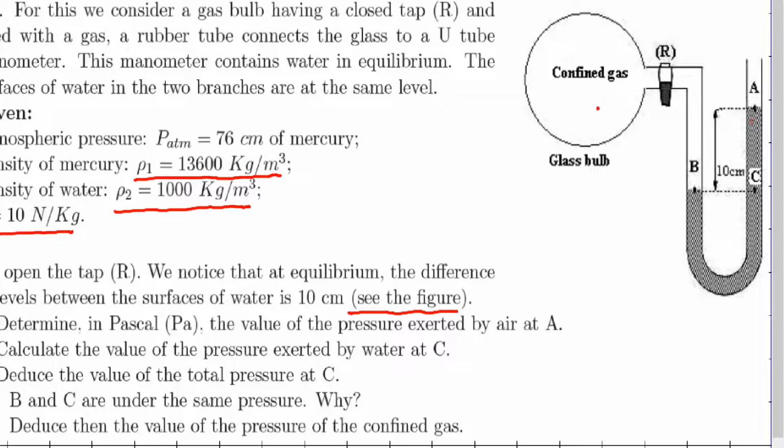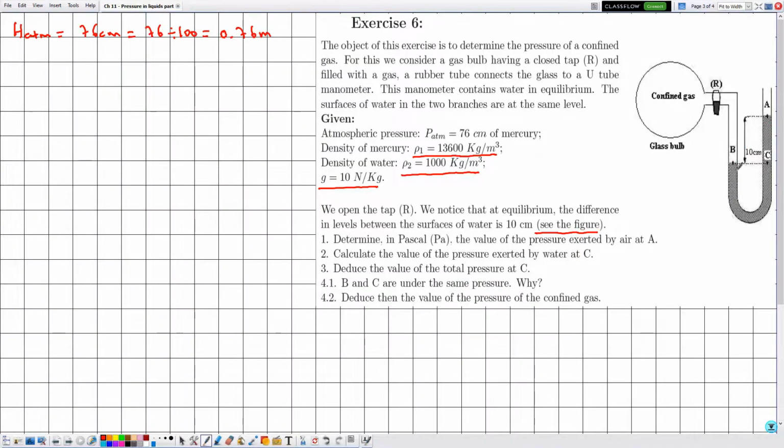the confined gas exerts a pressure at the point B, and now the point A rises above the points B and C up to a height of 10 centimeters. So let's denote this height to be H equal to 10 centimeters. Knowing that centimeter is not the SI unit of length, in order to convert from centimeters to meters, we divide by 100.